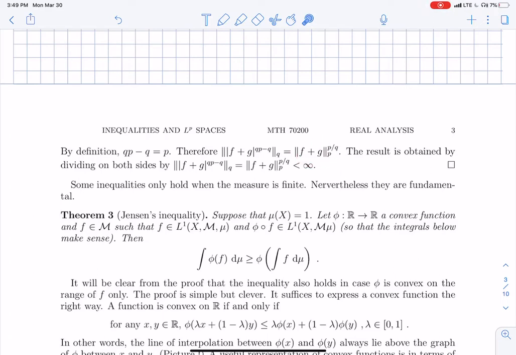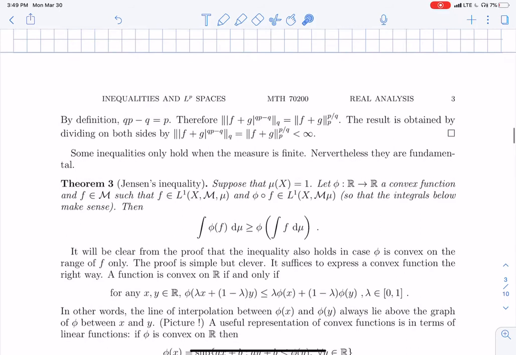So you get that this quantity is the L^p norm of f plus g to the power p over q. And if you divide both sides by this quantity, you're done. Okay, so you have L^p spaces, you have Hölder's inequality and the triangle inequality called Minkowski's inequality.